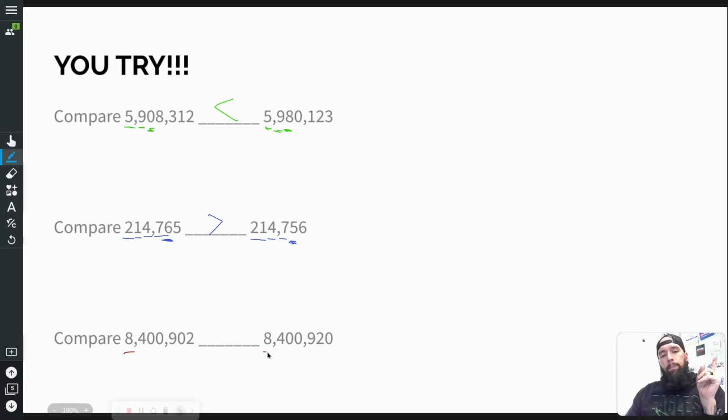8s are the same. 4s are the same. 0s are the same. Another group of 0s are the same. 9s are the same. Finally, a 0 and a 2. 2 is bigger than 0. Eat the 2. And so we would read this as 8,400,902 is less than 8,400,920.